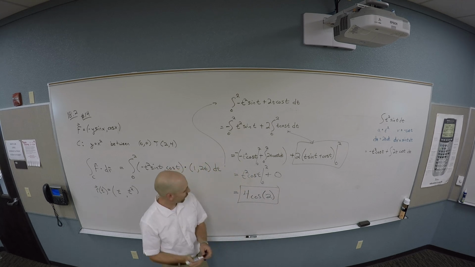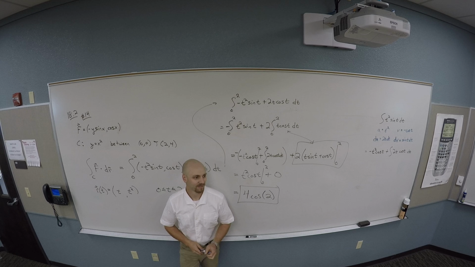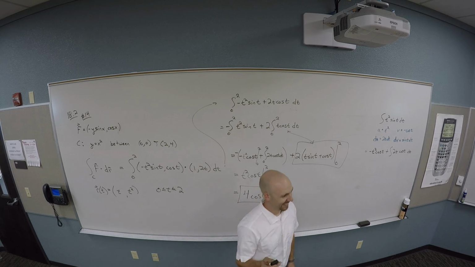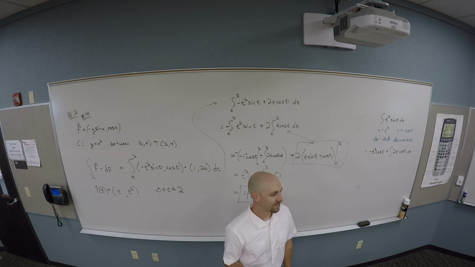Alright, perfect. So we got 4 cosine of 2. Cool? Plus doesn't count. I know, but it's really close. So what did I do wrong? Question.